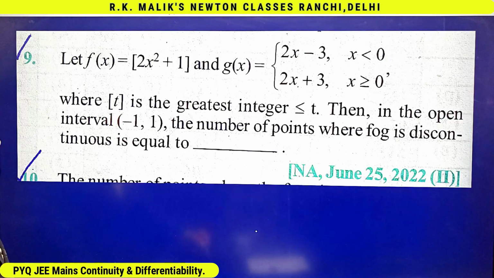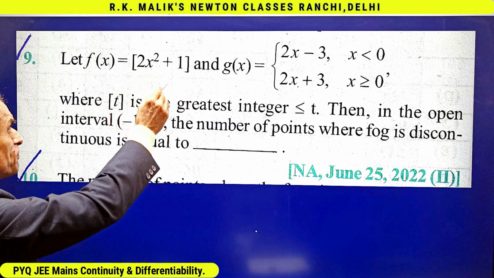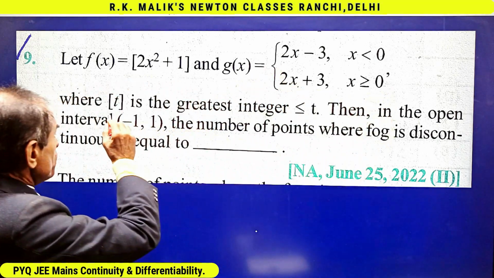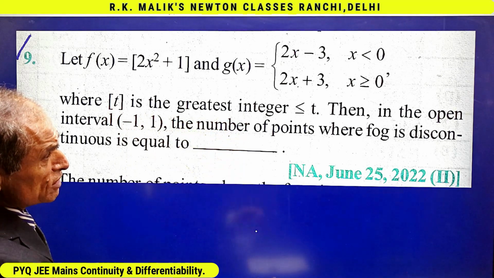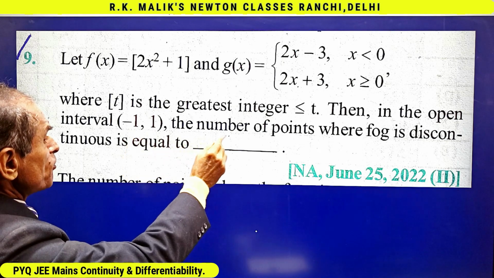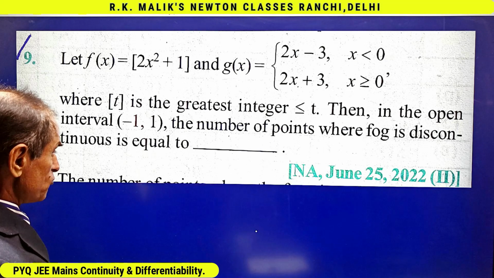In this question, it is given that let f(x) equal to [2x²+1] and g(x) equal to this thing, where [t] denotes the greatest integer less than or equal to t. Then in the interval -1 to 1, the number of points where f∘g is discontinuous is equal to.